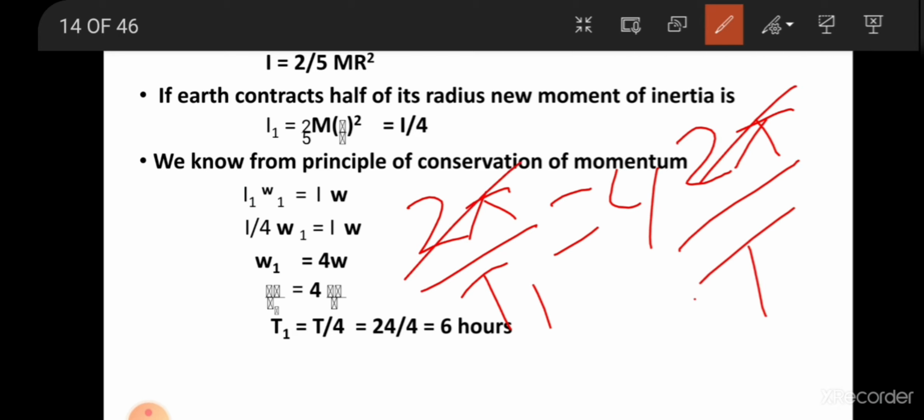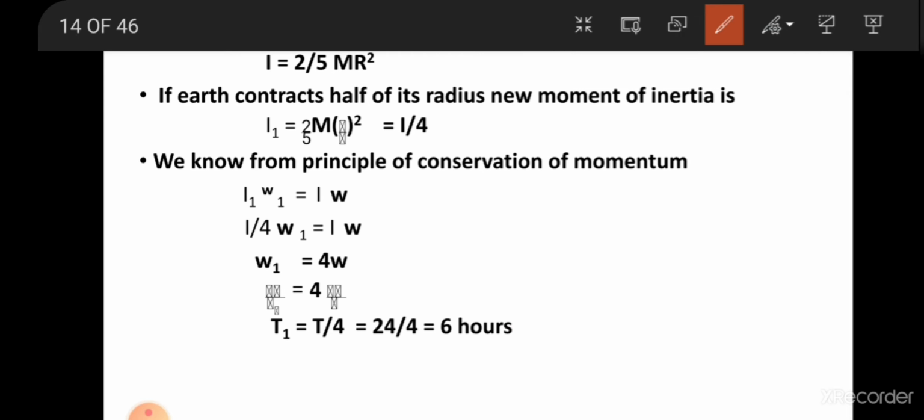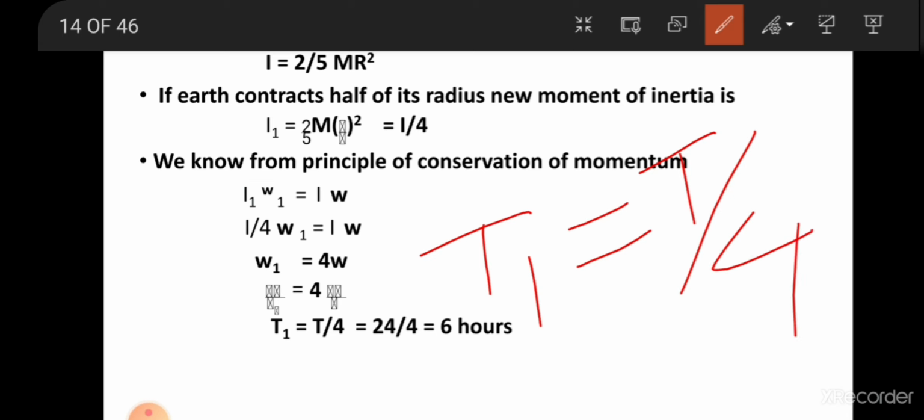2 pi cancel, and we get t1 is equal to t by 4. After solving that, t1 is equal to t by 4. Our normal day has 24 hours, but when Earth contracts to half its radius, it becomes t by 4.